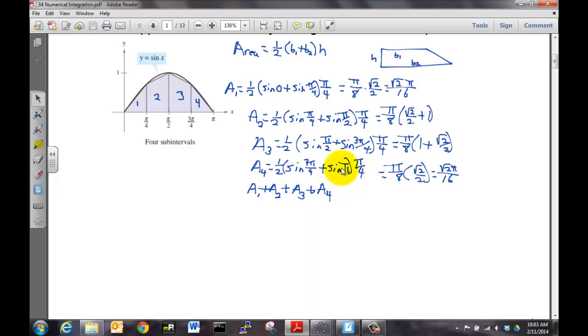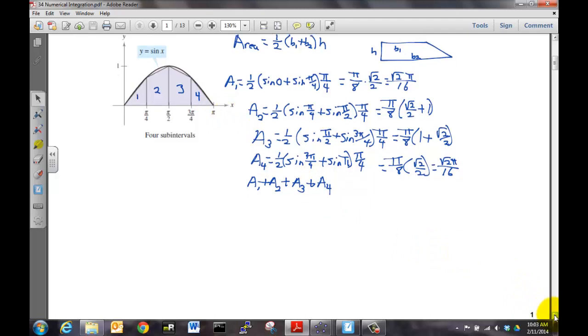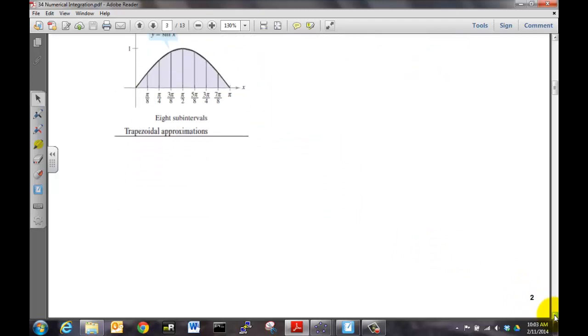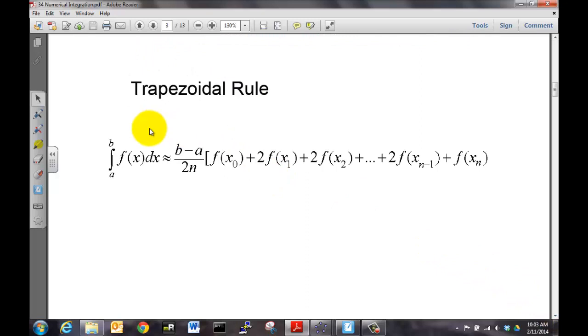Now how do we know to stop at the sine of pi? Again, looking at our graph, we're stopping at pi, so that's the last one. It's only going to be used 1 time. That sounds very complicated, but if you'll scroll down to page 3 of your notes, there's the trapezoidal rule written out in very generic terms.